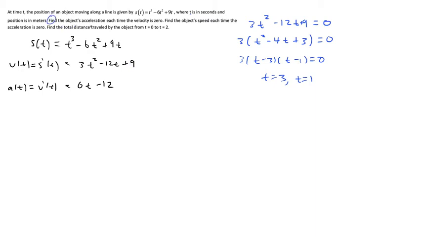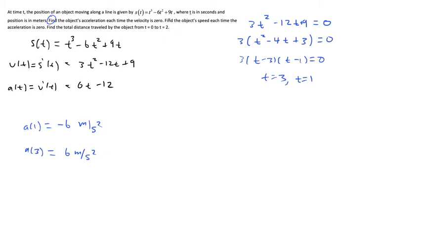We want to find the acceleration when the velocity is 0. To answer that part, we'll just find a of 1. We'll plug the 1 in here, we get negative 6. That's going to be meters per second squared. And at 3 seconds, the acceleration is going to be 18 minus 12, which is positive 6 meters per second squared.